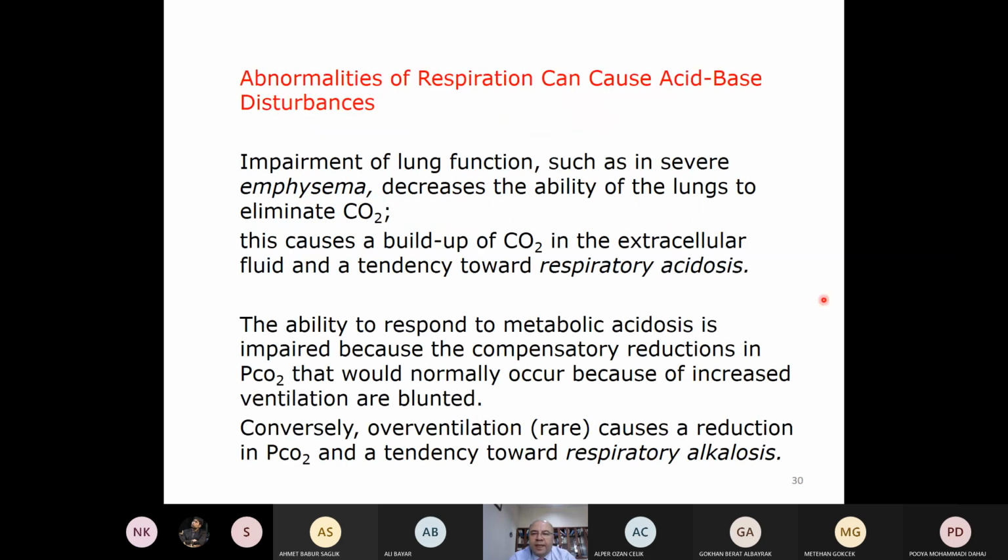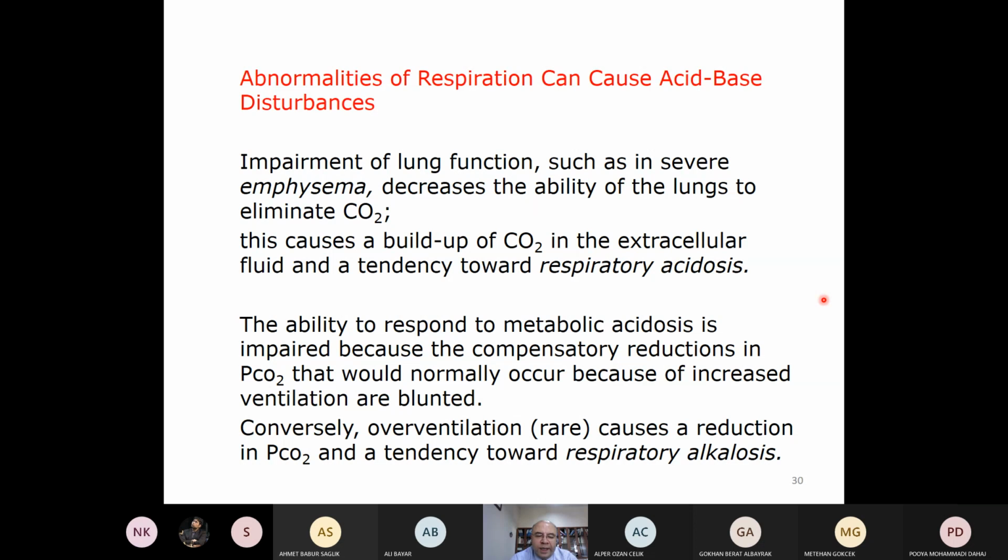Abnormalities of respiration can cause acid-base disturbances. So impaired lung function, such as severe emphysema. So when you smoke for many years, you can develop emphysema. In emphysema, the chest cavity is increased, alveolar walls are broken, and large alveoli are formed. So oxygenation is not so good anymore. So this is called emphysema.